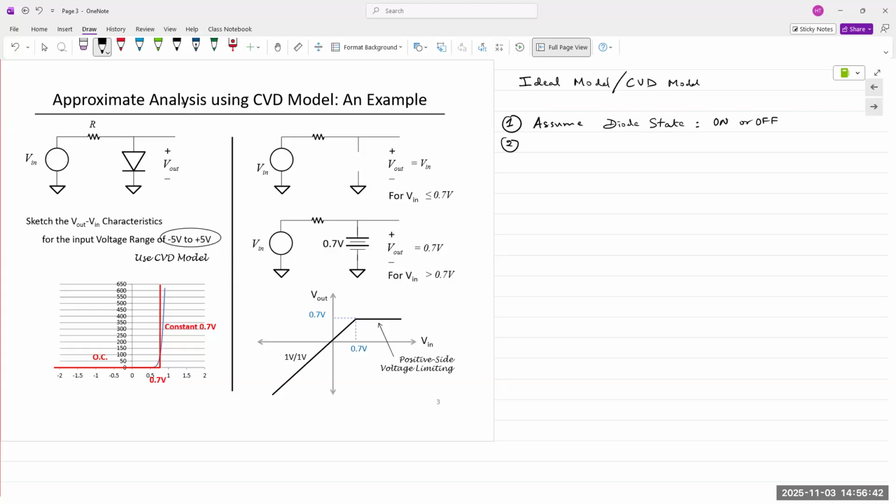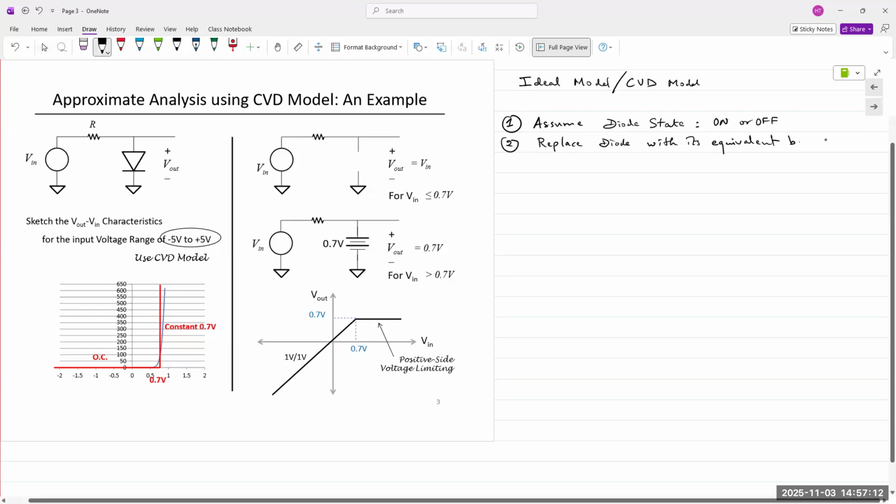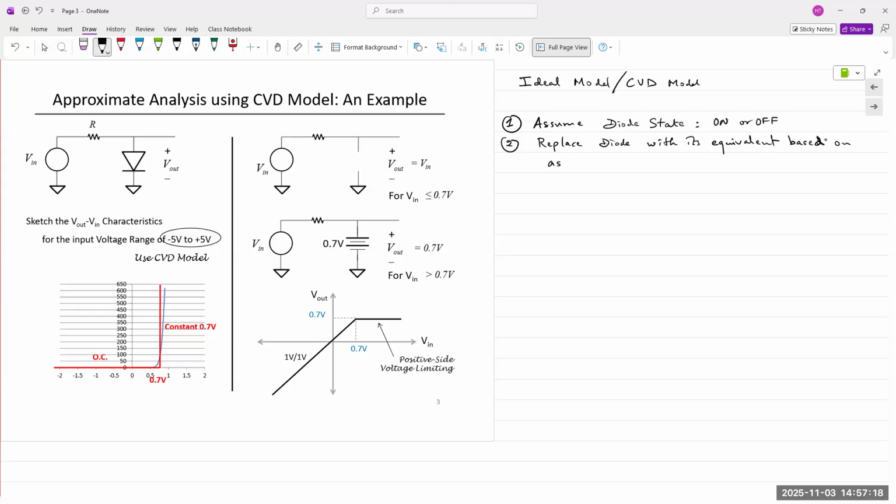Then the second thing to do is replace the diode with its equivalent, based on your assumption. Meaning if you assume on, then you replace it with a short circuit. If you assume that it's off, then you replace it with an open circuit.